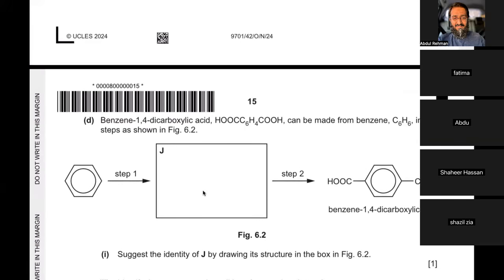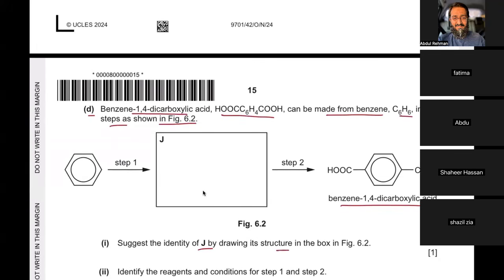Now D part. Just give me a minute. Benzene-1,4-dicarboxylic acid. Okay, here you go. It can be made from benzene in two steps as shown in figure 6.2. So this is the identity of J, draw the structure in the box.